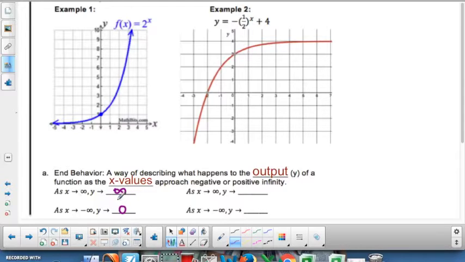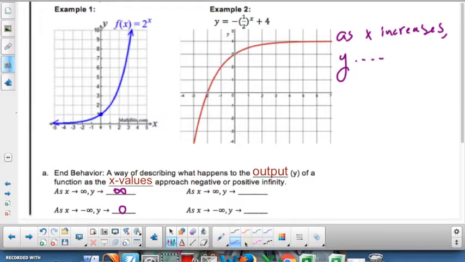Another way you will see it written sometimes is instead of writing these symbols, it'll say as x increases, y decreases or approaches 0, or whatever y does. Sometimes you'll even see f of x there because we know those are interchangeable. So know that you might see it that way, but it means the same thing as x approaches positive infinity, because that's obviously x increasing.